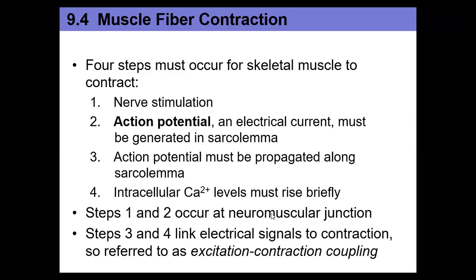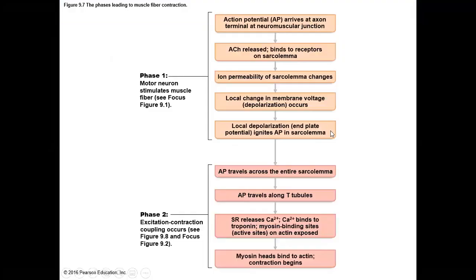Steps 1 and 2 occur at a neuromuscular junction, a nerve-muscle junction. Steps 3 and 4 link excitation to contraction. So the action potential is excitation, and then contraction. That is all happening because of calcium ions. Here are the steps. It's actually very sequential, very step by step, that things have to happen.